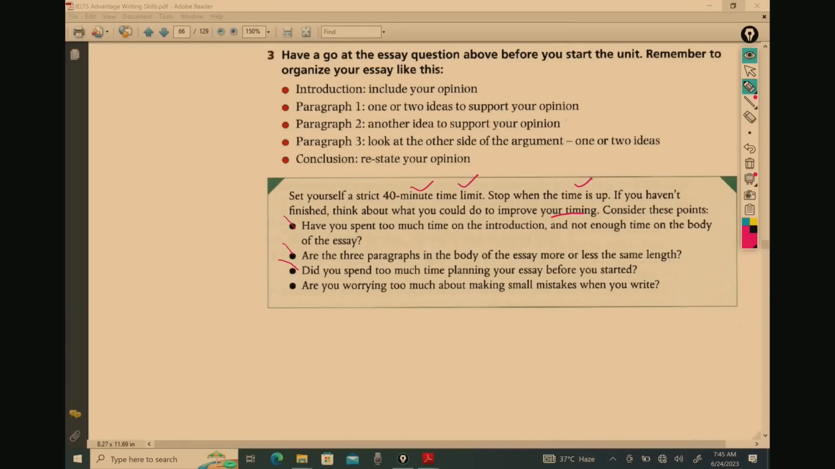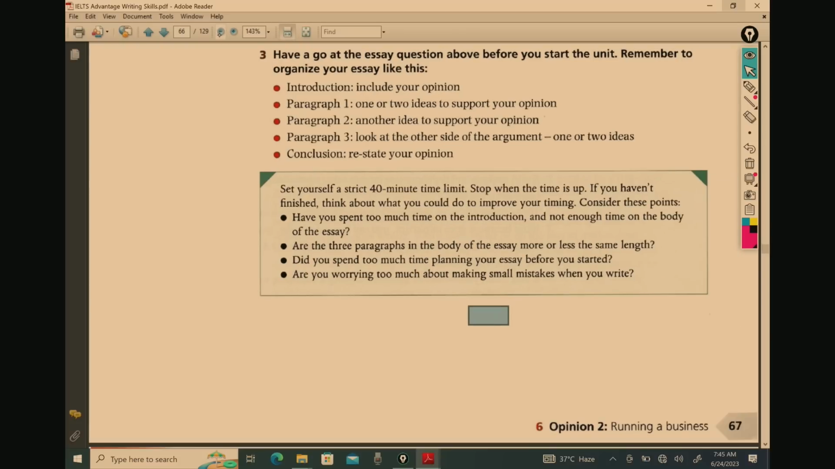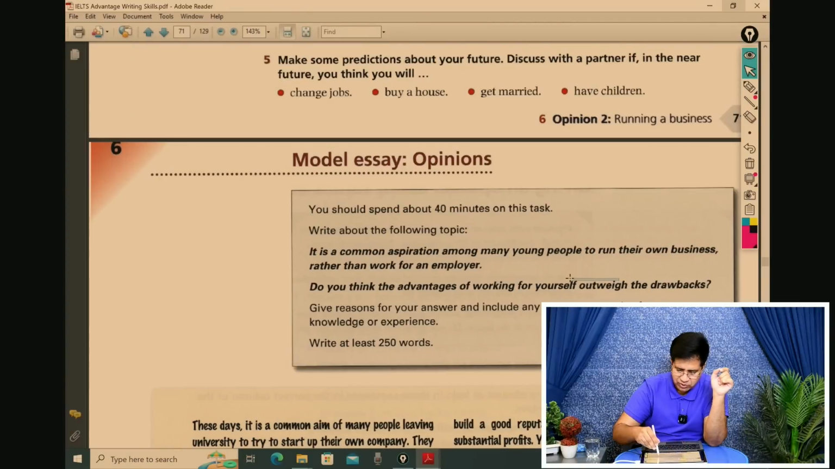Next, did you spend too much time planning your essay before you started? Some students waste 10 to 15 minutes in a useless thinking process. And are you worrying too much about making small mistakes when you write? So don't worry, write, and then you can proofread your essay later on without any problem, okay? All right, now let's move on. Now we will have a full essay and you're just going to go through it. Here we are. So this is what they are going to do in the actual exam.